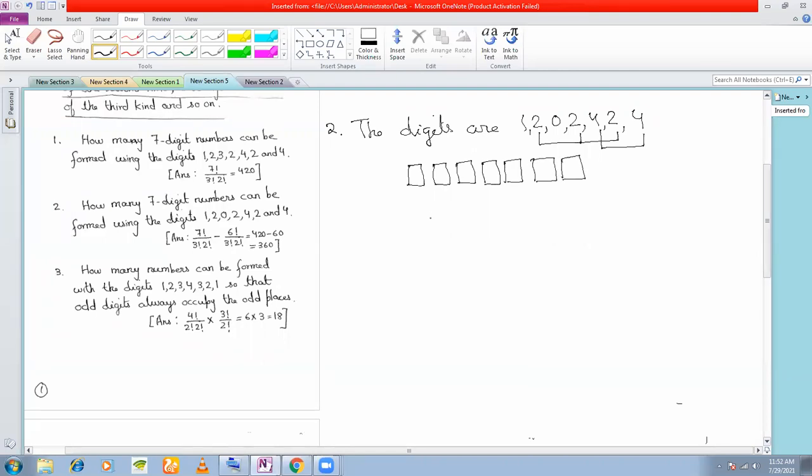Okay, so in how many ways can you do it? So the number of ways, number of 7-digit numbers, in fact, that can be formed using the above digits.